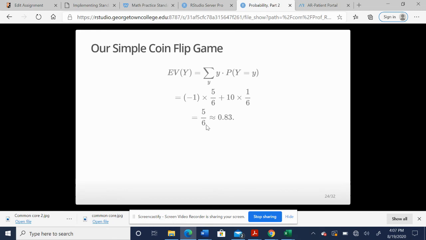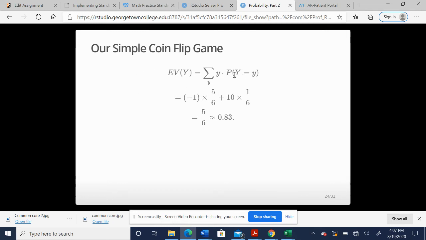Here's our game. We have -1 here, which we expect to happen most of the time, because 5/6 of the time we're going to lose $1. So we took the outcome itself and multiplied it by the probability. We also took the other outcome of $10 and multiplied it by the probability of it occurring, which is 1/6. If I'm looking only at a single event, I expect that single event to be a loss because there's a greater probability of that.